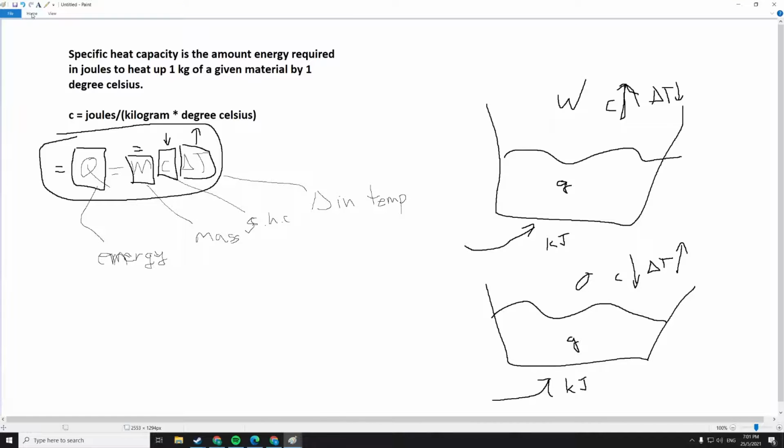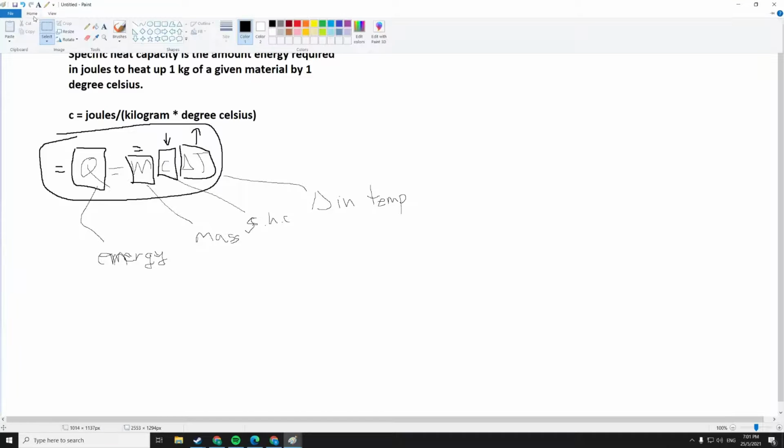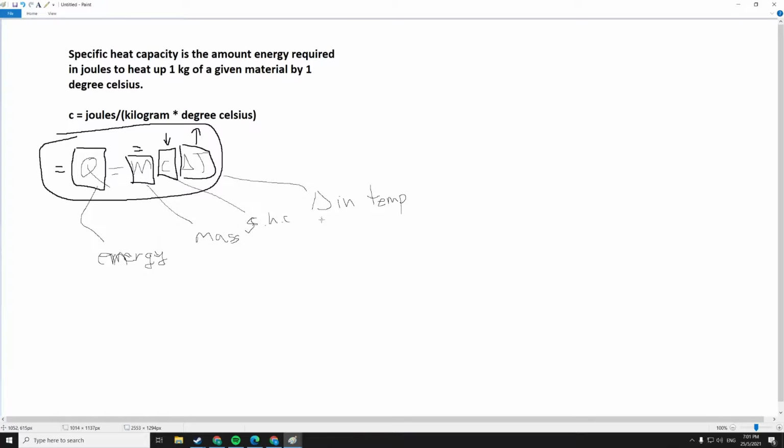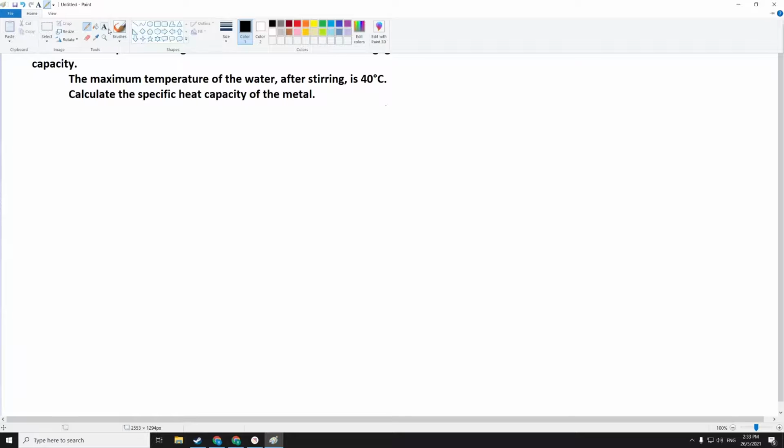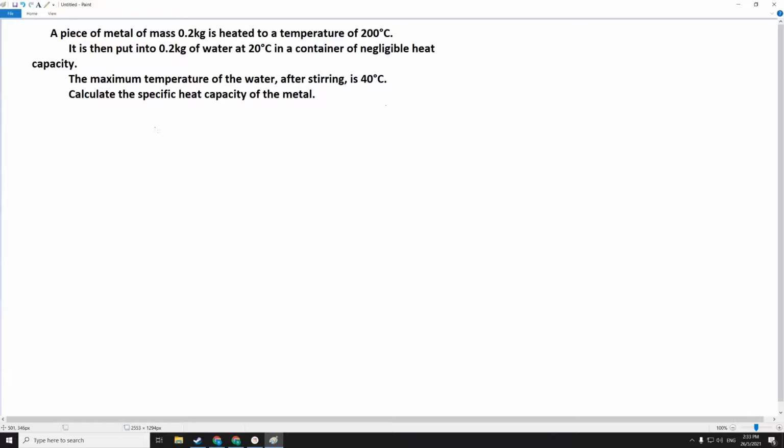Okay, and once we understand this equation, we can actually do quite a few things with it. So now let's go over some problems related to this. This is our first question about specific heat capacity, and as always, try to solve the question yourself first. Pause the video, solve the question, and then resume it, and we can review the answer together. Anyway, let's solve the question now.